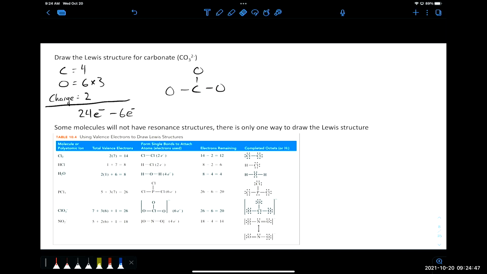So then we have 18 electrons to place. We'll go 1, 2, 3, 4, 5, 6, 7, 8, 9, 10, 11, 12, 13, 14, 15, 16, 17, 18.